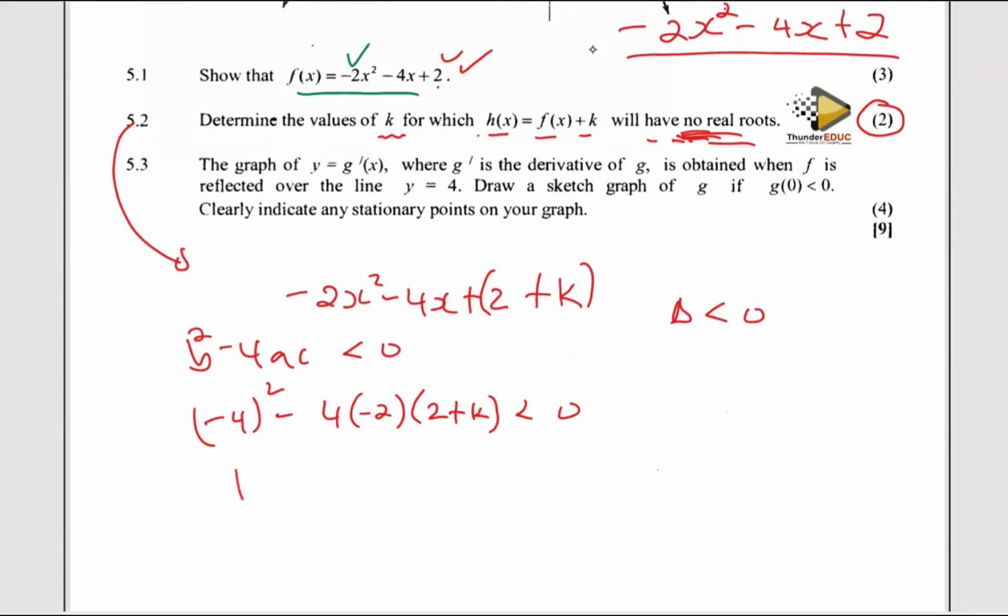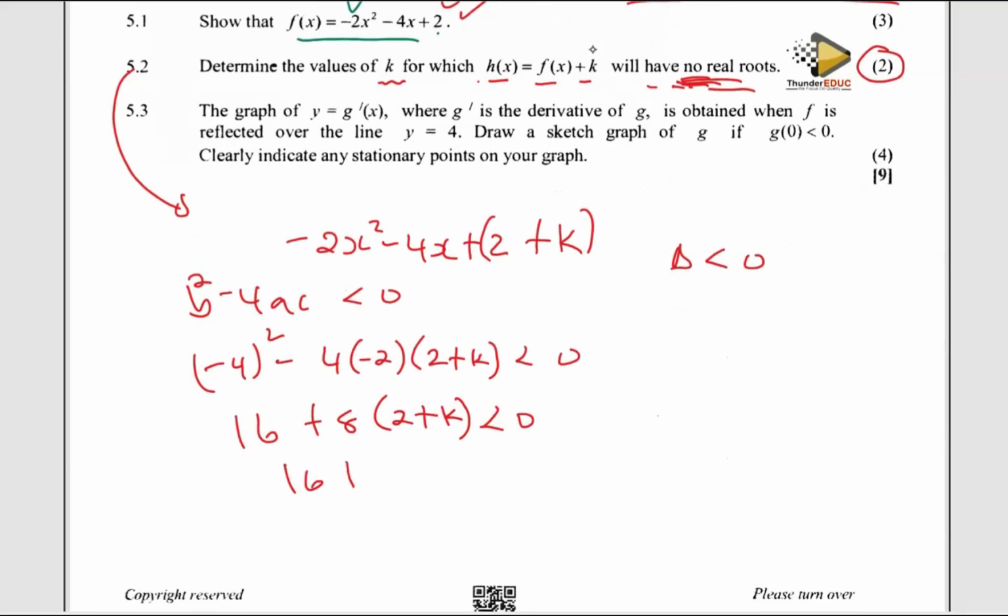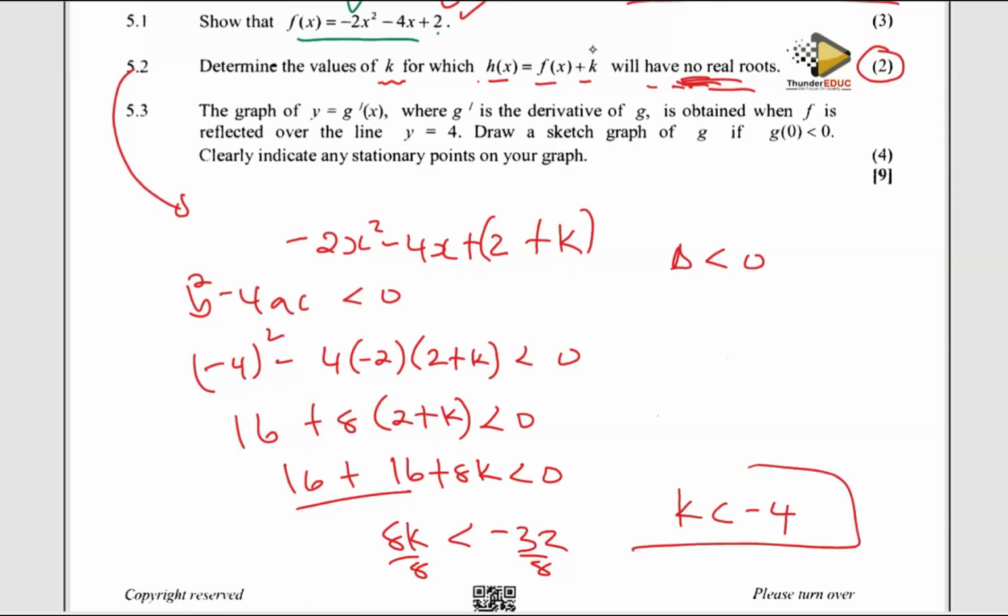should be less than 0. So 16, that's going to be a plus 8 into 2 plus k is less than 0. So 16 plus 8k should be less than 0. This is a 32. Move it that side, which means 8k is less than -32, divided by 8, meaning that k should be less than -4. So that is how we would have also gone about it, okay? Then 5.3.